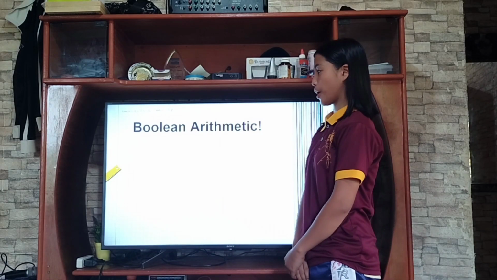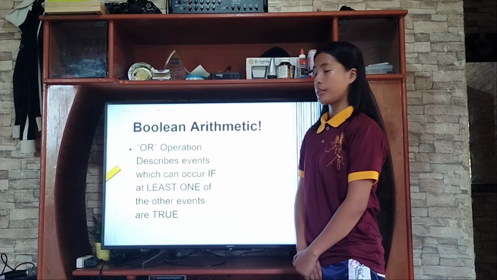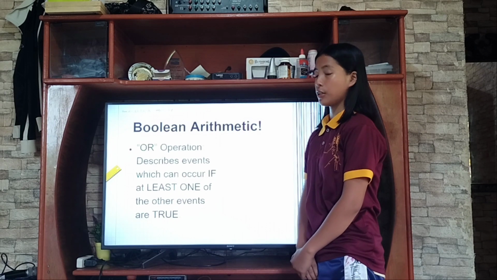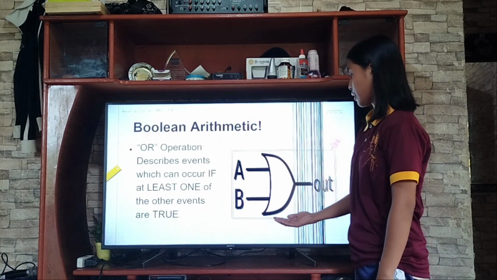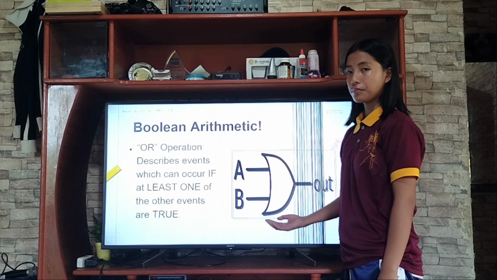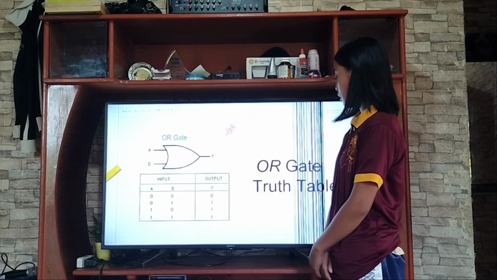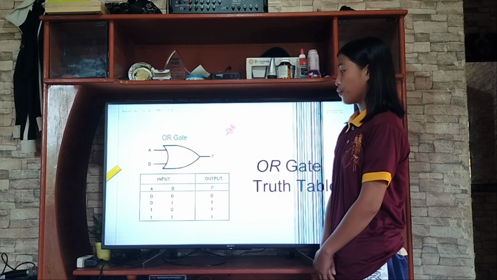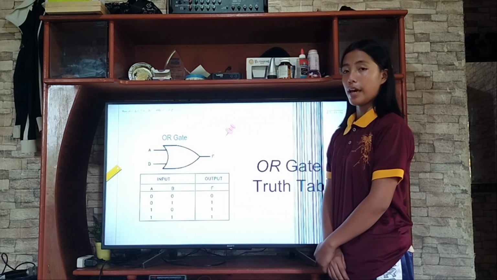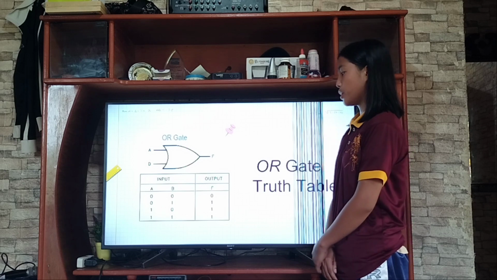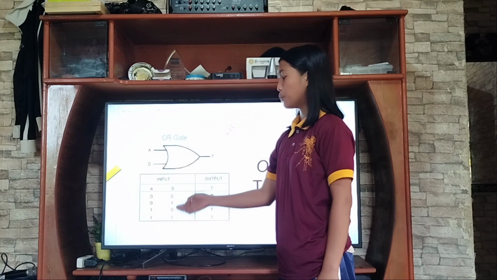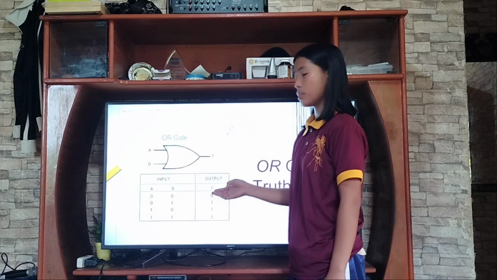The OR operation. The OR operation describes events which can occur if at least one of the other events is true. And this is the OR gate symbol. OR gate truth table. OR gate condition: if there's at least one true in the input, the output is always true. Like for example, input A is 0, input B is 0, the output is 0.